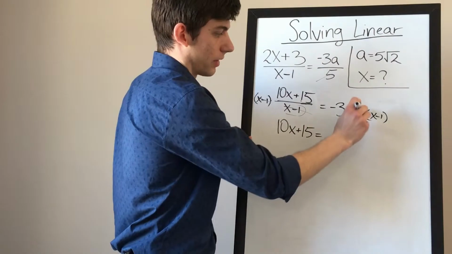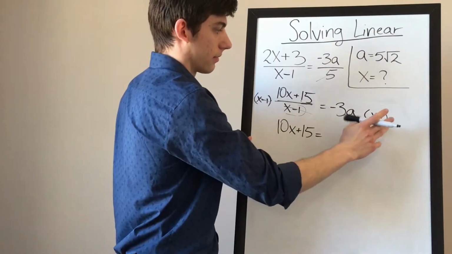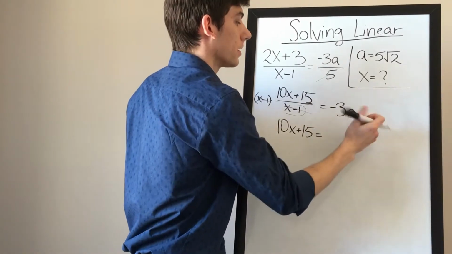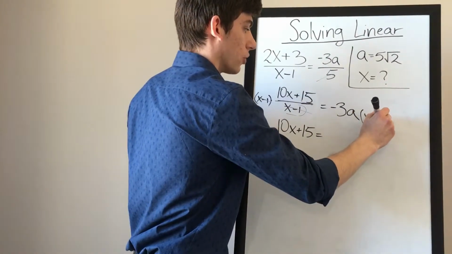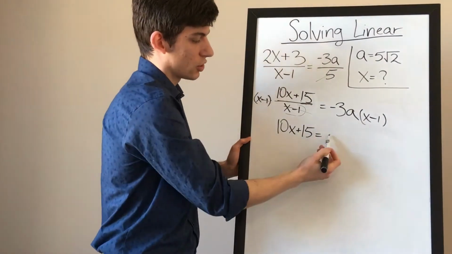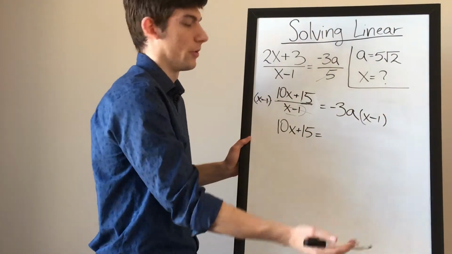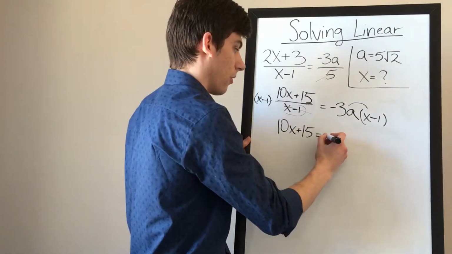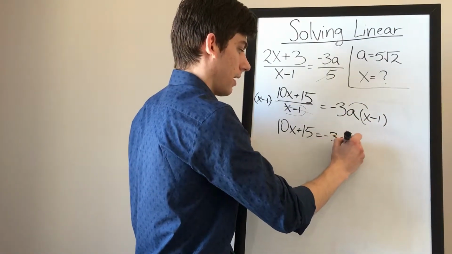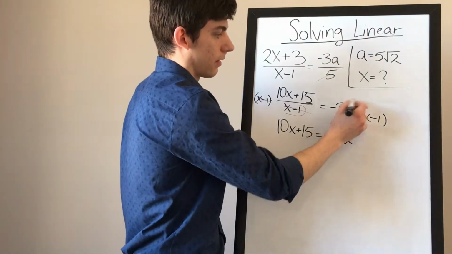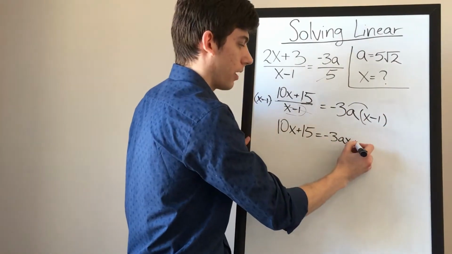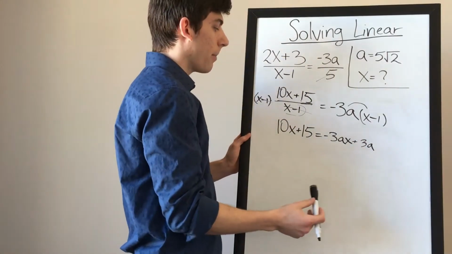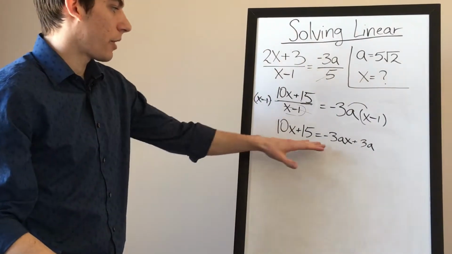We can rewrite this over here, let me just move that over a little bit. So like this, we're just multiplying them together. In this next one, I already want to go ahead and distribute it in so I don't have to do an extra step. So let's distribute this in. Negative 3a times x, so -3ax. And then -3a times -1, so then plus 3a. Okay.